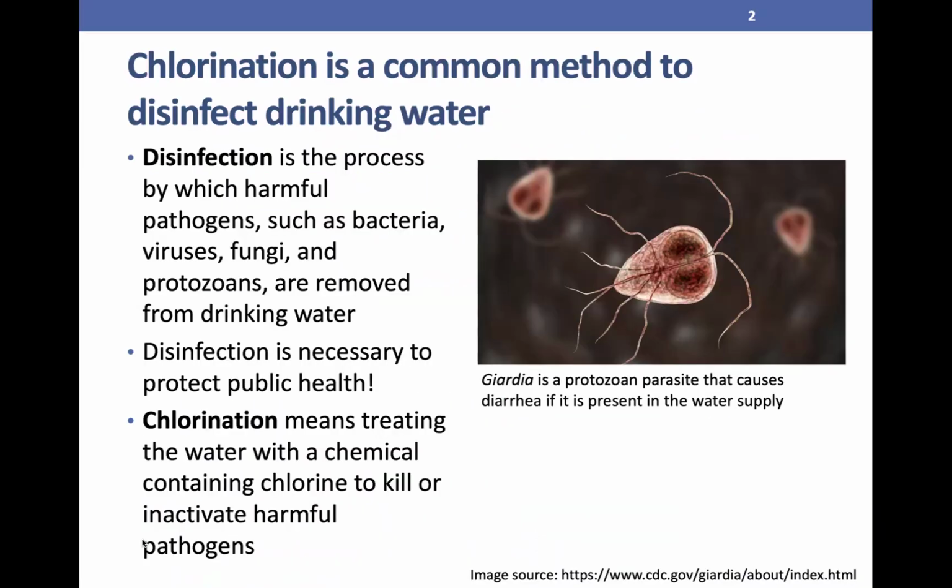Chlorination is a common method to disinfect drinking water. Disinfection is the process by which harmful pathogens, such as bacteria, viruses, fungi, and protozoans, are removed from drinking water, and it is necessary to protect public health. Chlorination means treating the water with a chemical containing chlorine to kill or inactivate harmful pathogens.